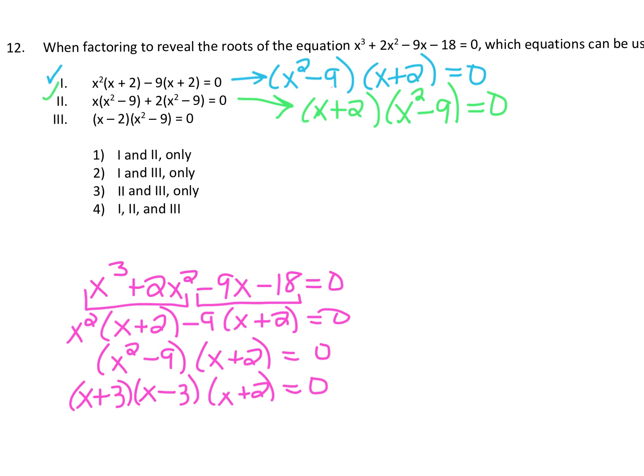All right, now choice 3. Well, I could see right off the bat that's not going to work. Because although we have the x squared minus 9, this says x minus 2, and this one says x plus 2. So this one right here, choice 3, is a no-go. So choice 1 and choice 2 both check out. So it looks like it is going to be the first one, 1 and 2 only.